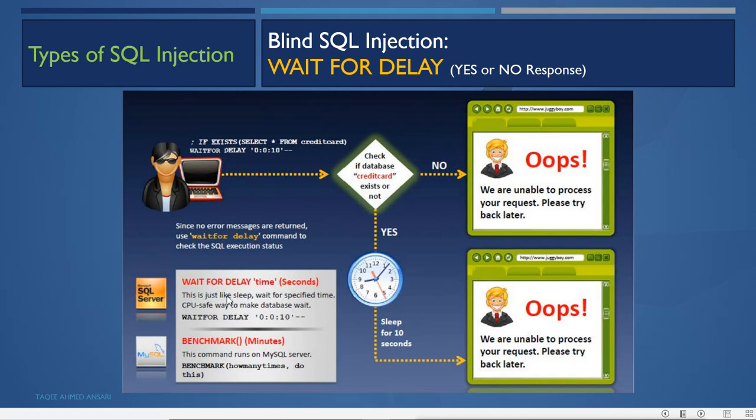And in MySQL it is called benchmark. It is a benchmark function. So it varies from database to database. Under Microsoft SQL Server it is called wait for delay, and under the MySQL database it is called the benchmark function. This command runs on MySQL Server like benchmark, and you will mention how many times, and then you will mention what to do with this.